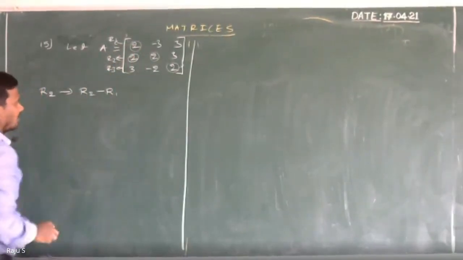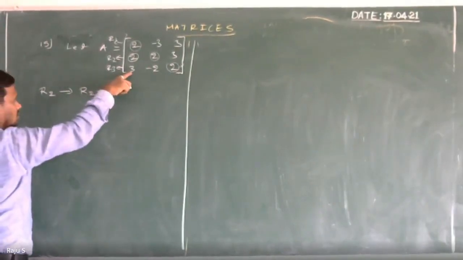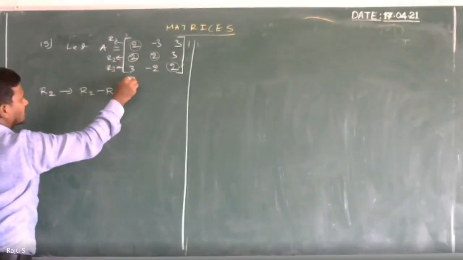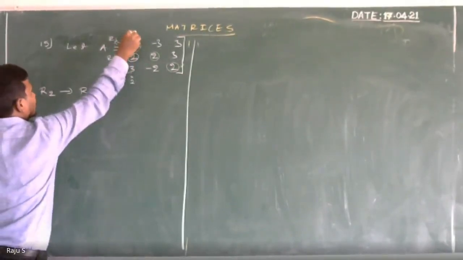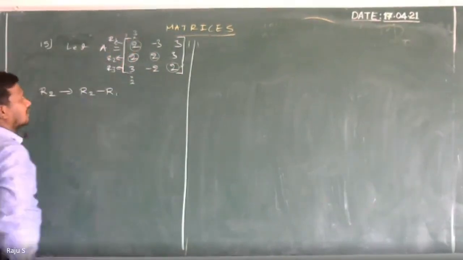Fine. Next, 3 will be there. We can make this 3 into 0 by using this 2. So how much can we multiply here? Multiply with 2 here, multiply with 3 here. See here, 3 into 2 is 6 minus 2 into 3 is 6.